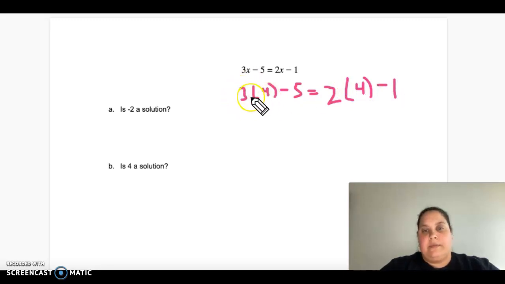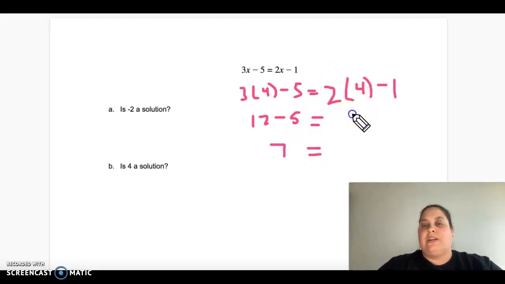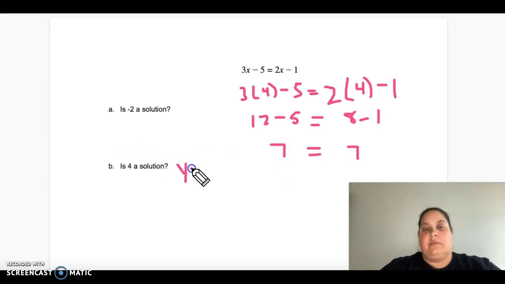Okay, so 3 times 4 is 12. 12 minus 5 is 7. So on this left-hand side, we're going to end up with a 7. Then on this side, 2 times 4 is 8. 8 minus 1 is 7. So now we notice these two sides are the same. 7 equals 7. Therefore, this is a solution, so we can put yes.